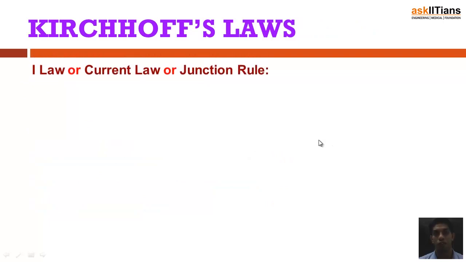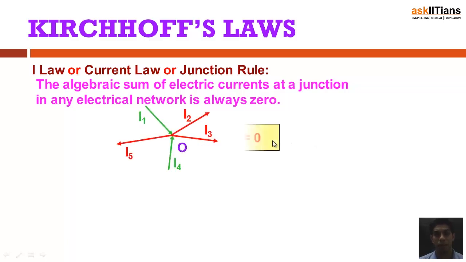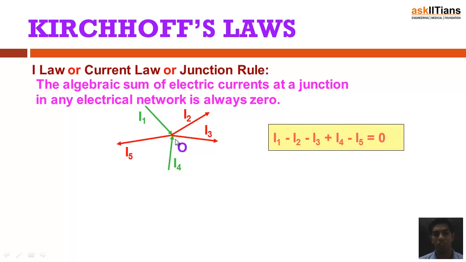The first Kirchhoff's law, the junction law, states that the algebraic sum of electric currents at a junction in any electrical network is always 0. To better understand this, let's have a diagram. I have this junction denoted by O, with incoming currents I4 and I1 coming towards O. I2, I3 and I5 are going out of O, away from the junction.